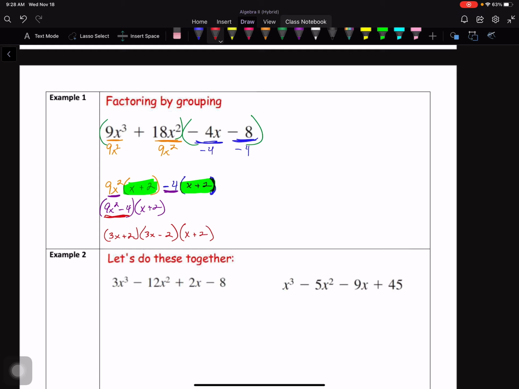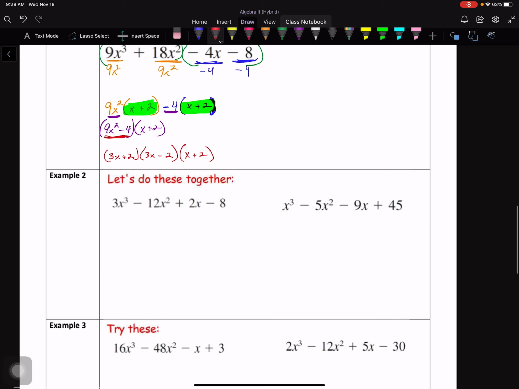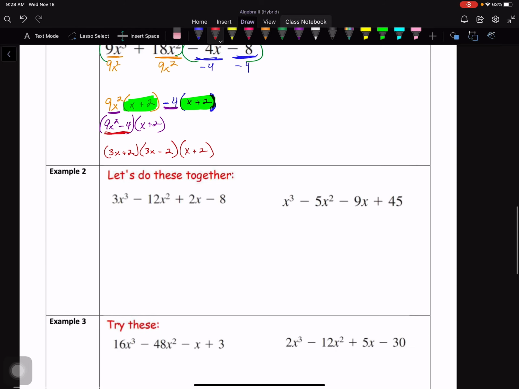Once you're down to the linear expressions, the only thing you could take out is the greatest common factor, but none of these three binomials have a greatest common factor, so we're done. So kind of a lot thrown at you, but let's do a couple more here, and then I'm going to have you try the last two.